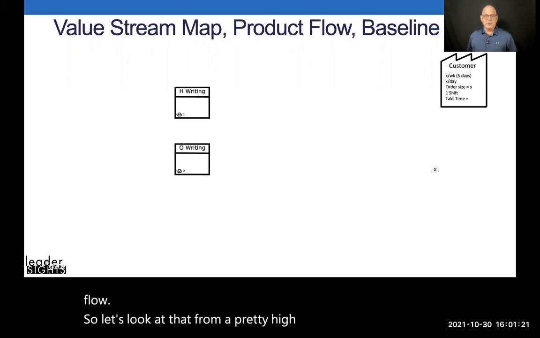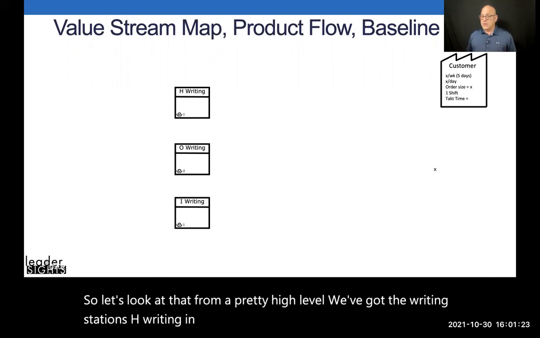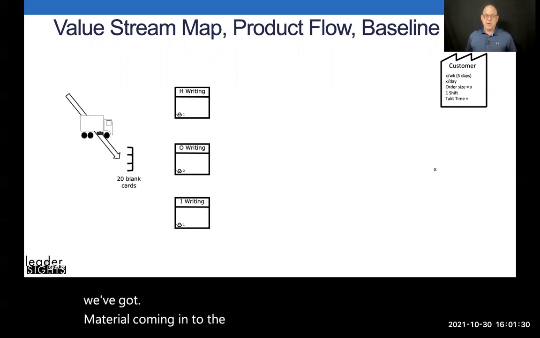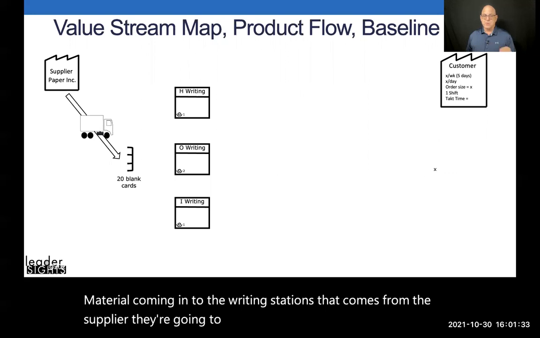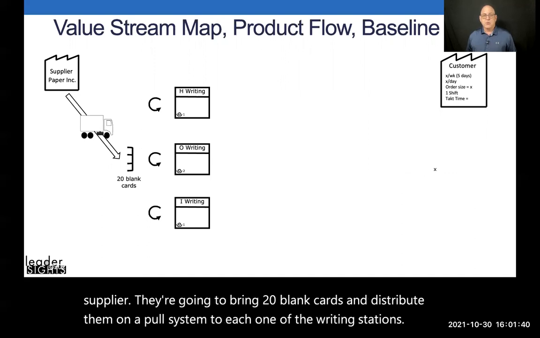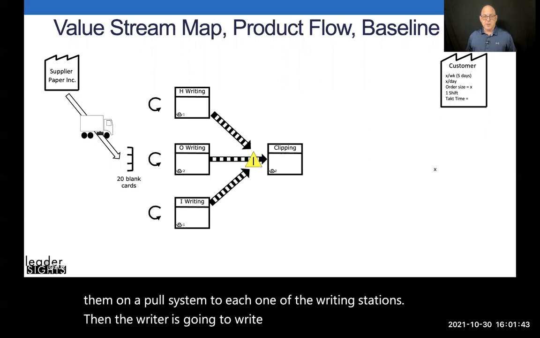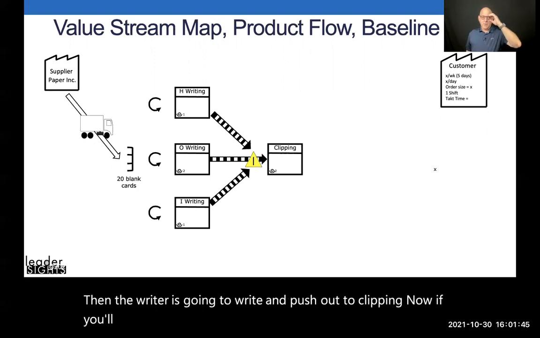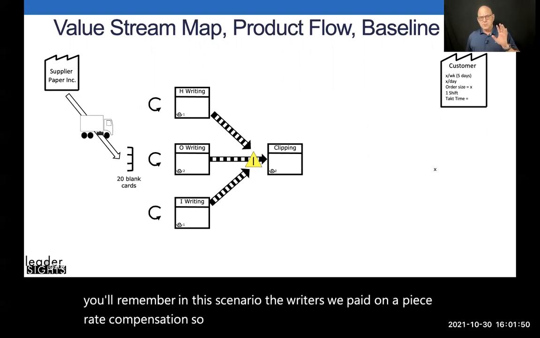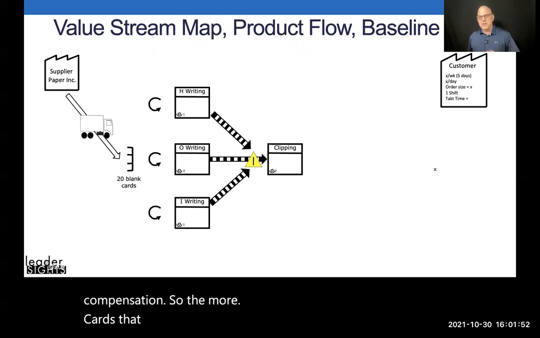We've got the writing stations, H writing and O writing. We've also got I writing now, and then we've got material coming in to the writing stations. That comes from the supplier. They're going to bring 20 blank cards and distribute them on a pull system to each one of the writing stations. Then the writer's going to write and push out to clipping. Now, if you'll remember in the scenario, the writers were paid on a piece rate compensation. So the more cards that they could write and push out to clipping, the more money they were able to make.